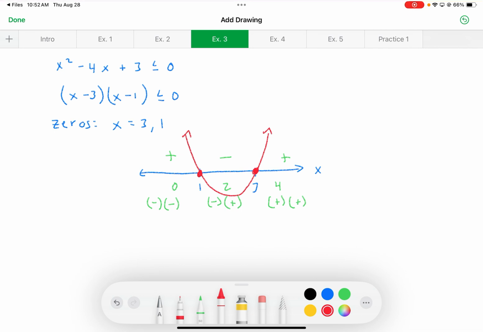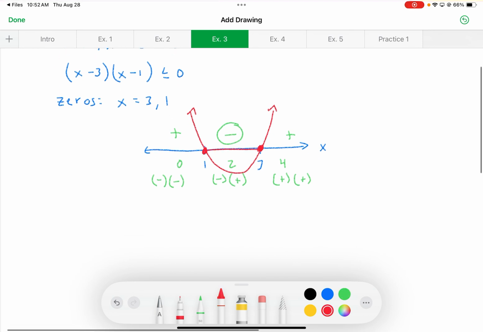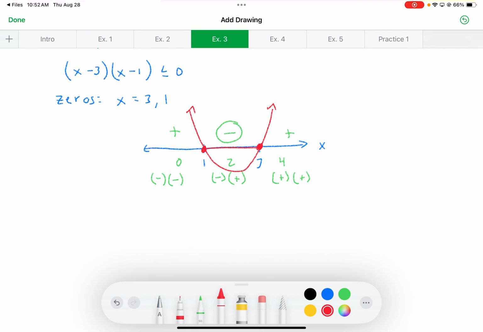Now look at the direction of the inequality. We're less than or equal to 0. For this to be a true statement, do I want this left side to simplify to a positive value or a negative value? Need it to be a negative this time, right? So my solution is from that middle interval. Any value between 1 and 3, inclusive on each side, will make this inequality true.